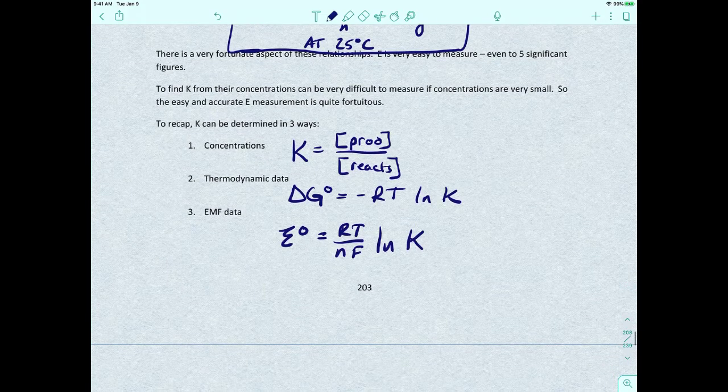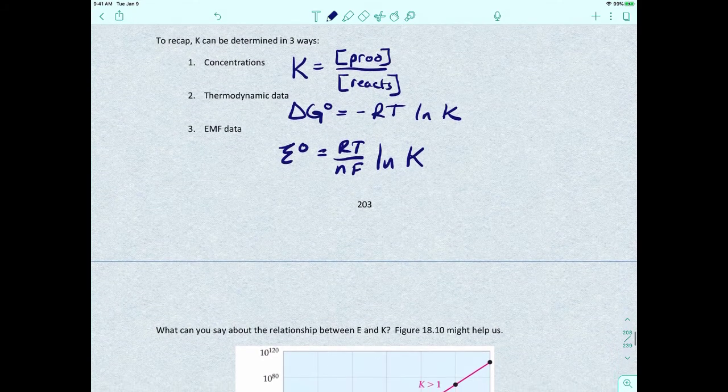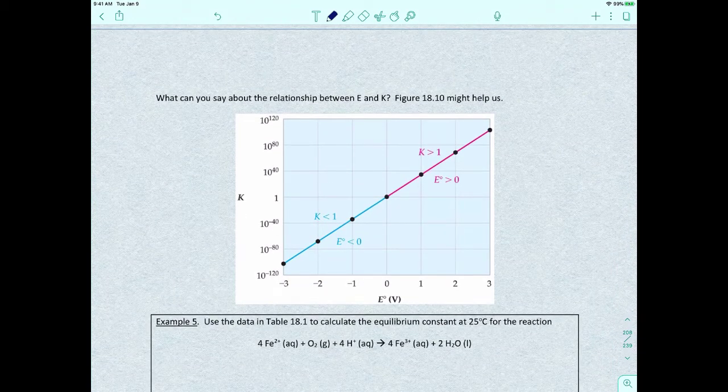So what can we say about the relationship between the cell potential and K? Here's a graph to help us figure this out. On the y-axis, we've got K. On the x-axis, we've got the cell potential. What I'm going to do is drop a line at 0 volts. I'm just going to make a horizontal line, so that kind of helps us figure out our bearings. So there's no cell potential. That's SHE, the standard hydrogen electrode.